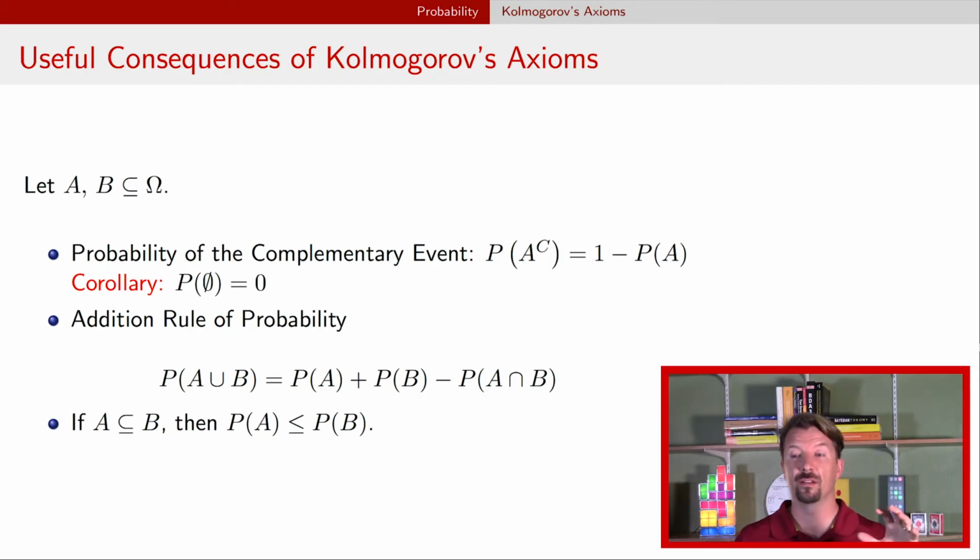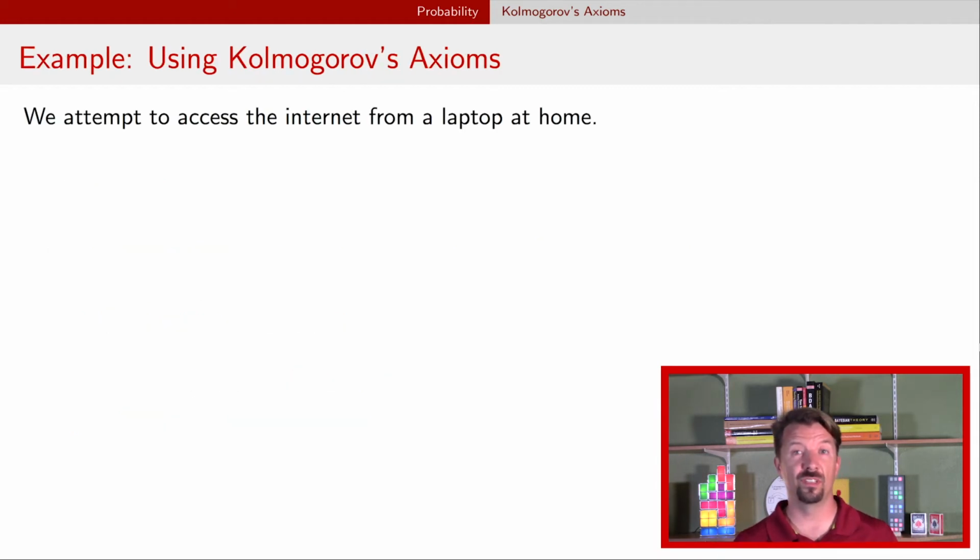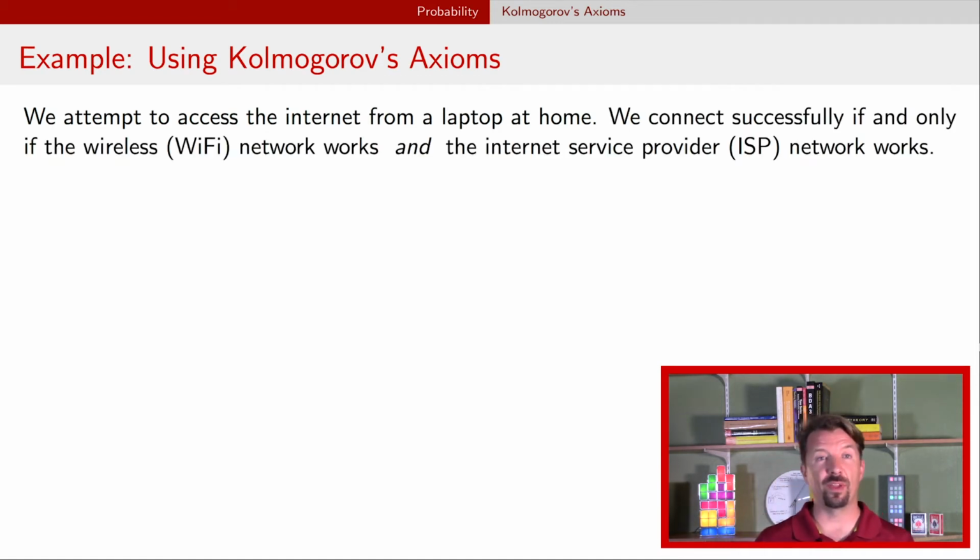Now let's talk about a couple of uses of Kolmogorov's axioms through an example. Let's go back to the example of trying to connect to the internet. You have a Wi-Fi system at home, and then there's the ISP that you have to go through, and of course there's much more going on beyond that. Let's suppose that based on prior experience, you have some information about the relevant probabilities of different components being up.